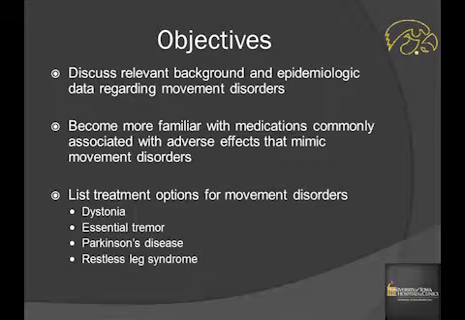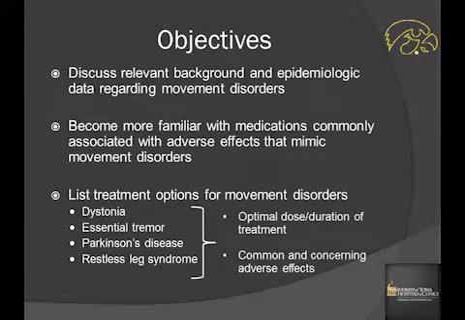And then the meat of the discussion is going to focus on basically four main movement disorders. The next slide will show you that there's a lot more movement disorders than the four that we're going to talk about. But I chose these four for a couple different reasons. Number one, they're probably the most common that you're going to see. Number two, they actually have some medications that we can use that can be effective. And so we'll talk about each of these movement disorders separately. And then I'll talk about medications in terms of what the optimal doses are and the optimal durations of treatment. And then some common and concerning side effects with each of those as well.